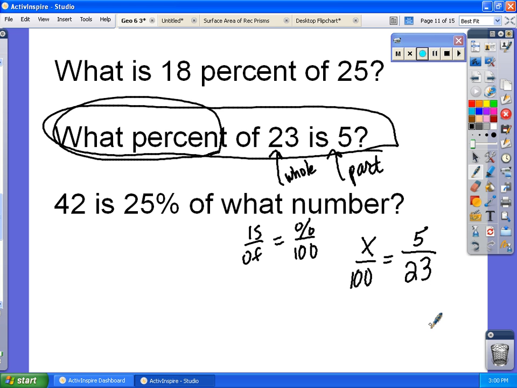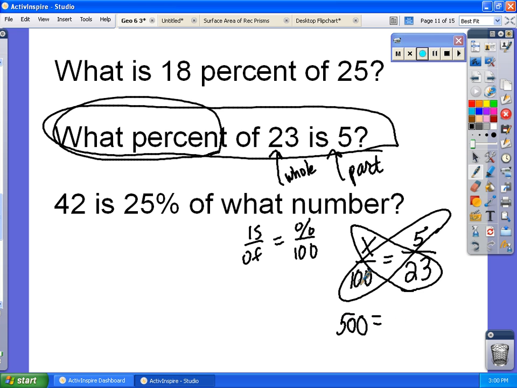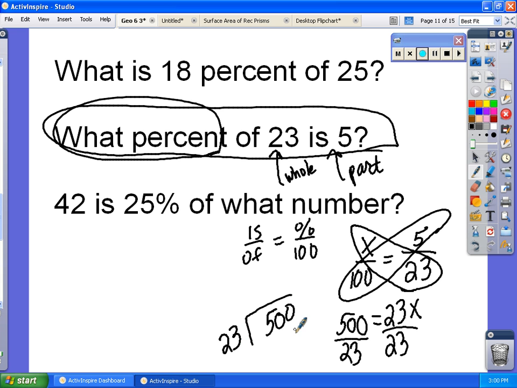So think of it this way. If you do something only 5 out of 23 times, the percent's not going to be that high. So that'll kind of help us estimate. We're going to cross multiply, and here you get 500 equals, and then x times 23 is 23x. I'm going to divide by 23, and then I just have to do 500 divided by 23.